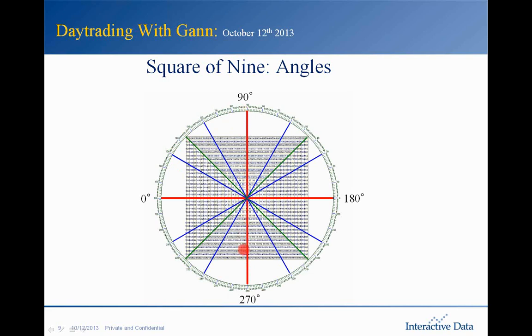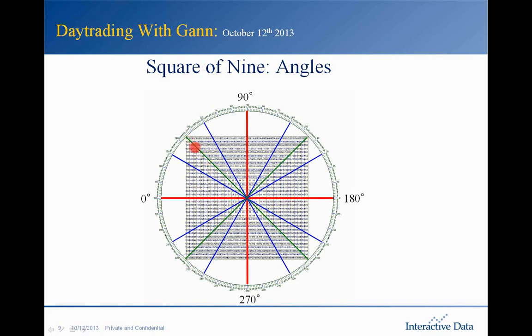Now what we're doing with the angles is, again, we are going through the significant pieces here. We're going through at 90 to 270 and 0 to 180. Now these are what are called the cardinal angles. So in terms of a cross, these are the cardinal angles, and the numbers that fall along this line are basically what we're going to be using for support and resistance when we apply them to the chart.